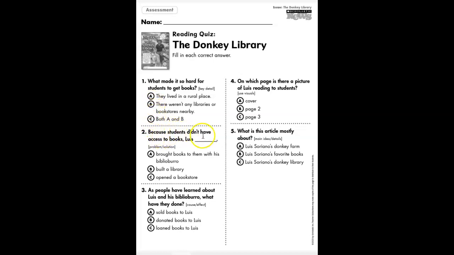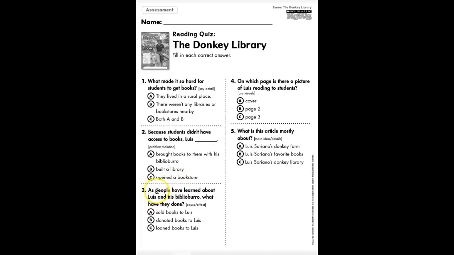2. Because students didn't have access to books, Luis brought books to them with his biblioburro, built a library, or opened a bookstore. Look back in your Scholastic News. What did Luis do? Did he A, brought books to them with his biblioburro, B, built a library, or C, opened a bookstore?